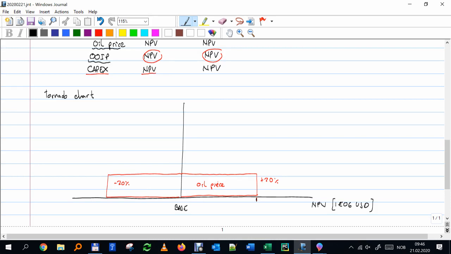You can also have the capex. The effect of the capex is usually a bit smaller than the price. For example, plus 20% in capex and minus 20% in capex. You have the effect of the N, for example, which can also be significant.